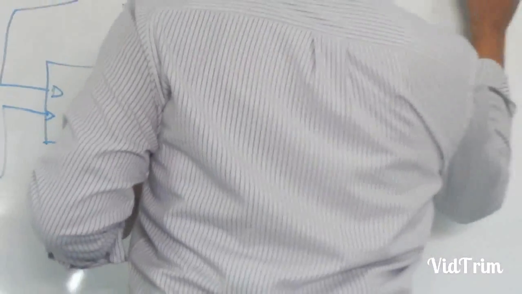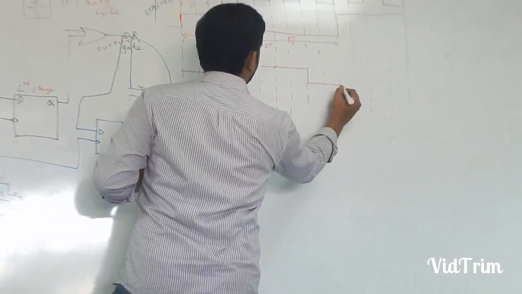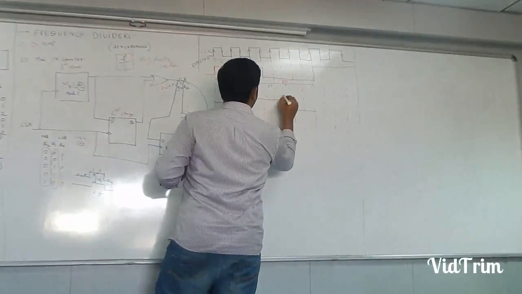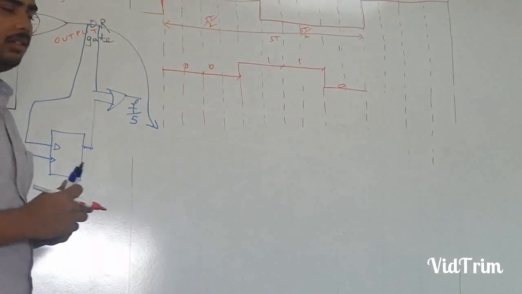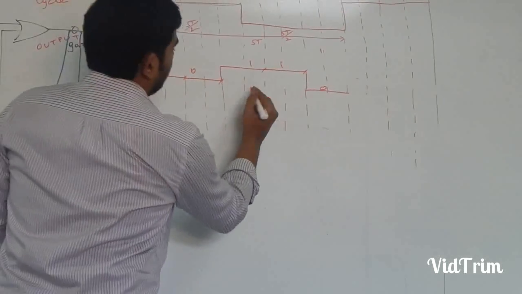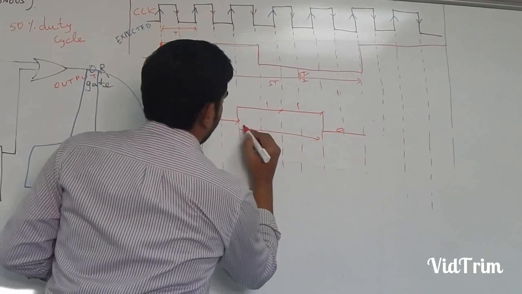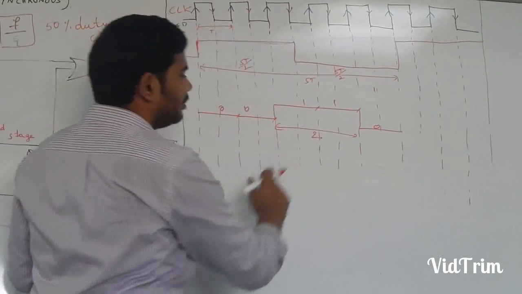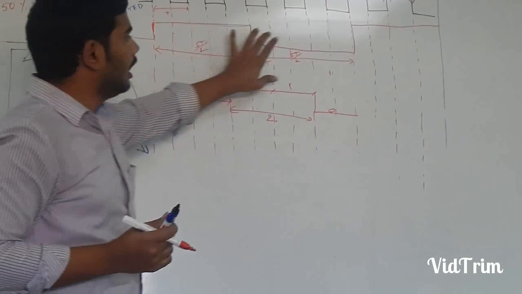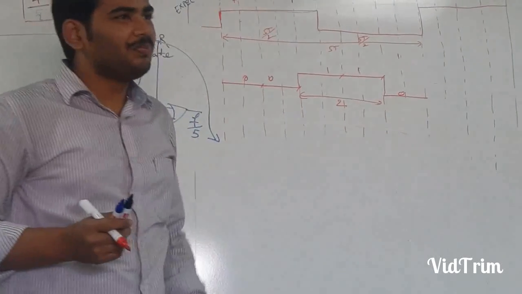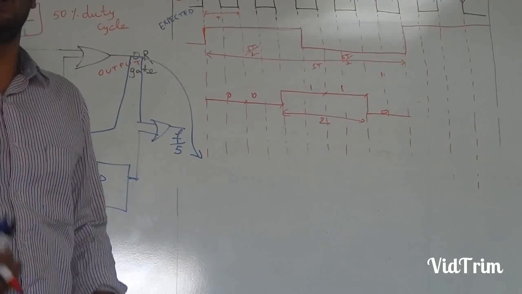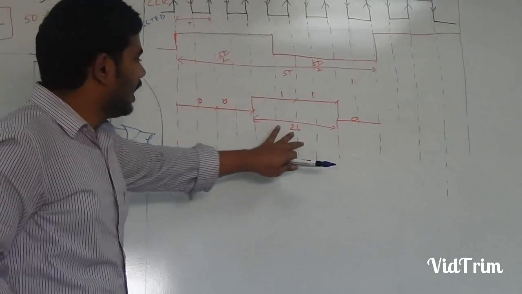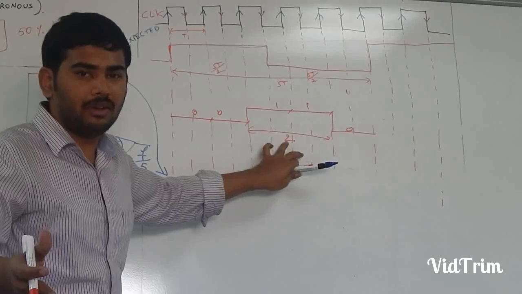Zero, 1 and 0. So like this it repeats, if this is 2 clock pulses. But what is my requirement? 2.5 on and 2.5 off. So here comes the actual logical thinking. See, I should make this 2 as 2.5.